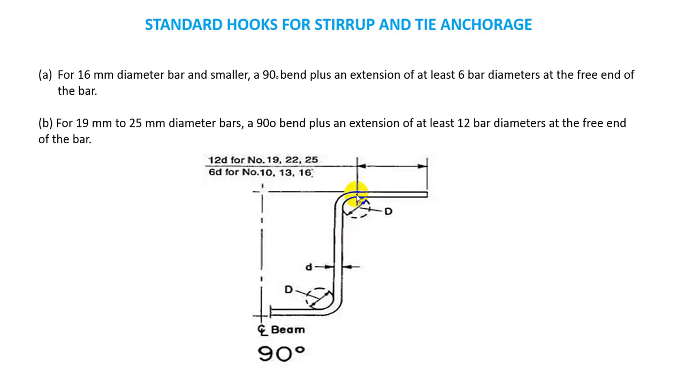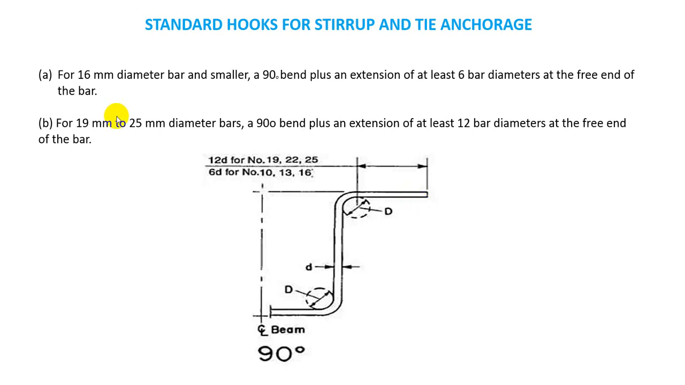Now this is the extension of the bar. For bar sizes from the lowest level up to 16 millimeter diameter, it should be 6D. I mean 6D means 6 times the bar diameter.